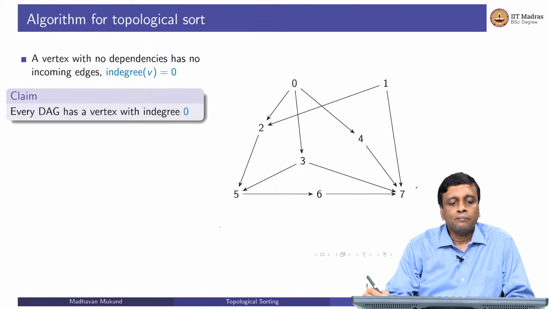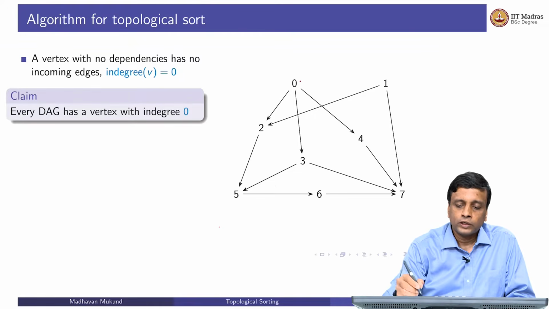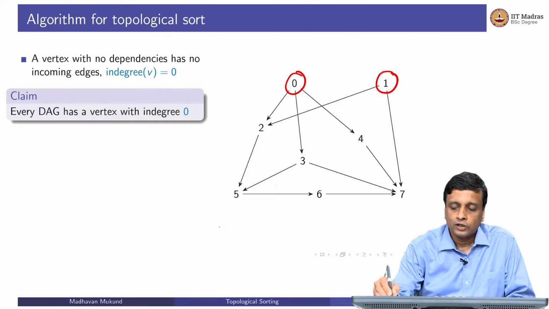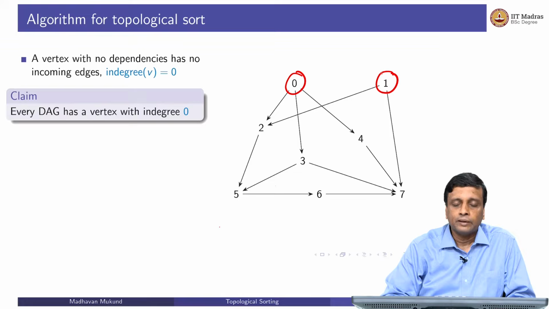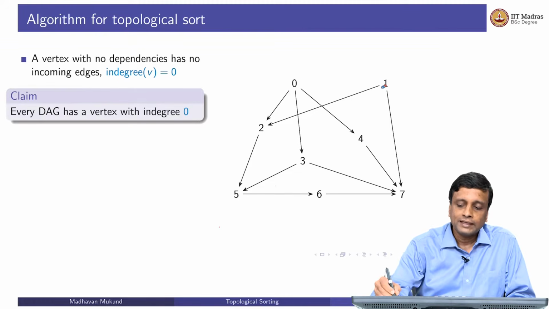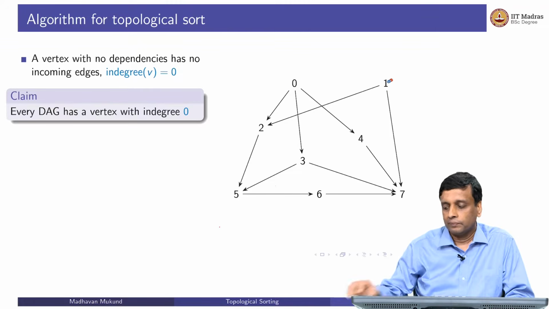So every DAG must have a vertex with in-degree 0. Now there could be more than one. So for instance, here you can see that both 0 and 1 have this property that there are no incoming edges. So it's not a unique one, but there must be at least one. This is what we are claiming.